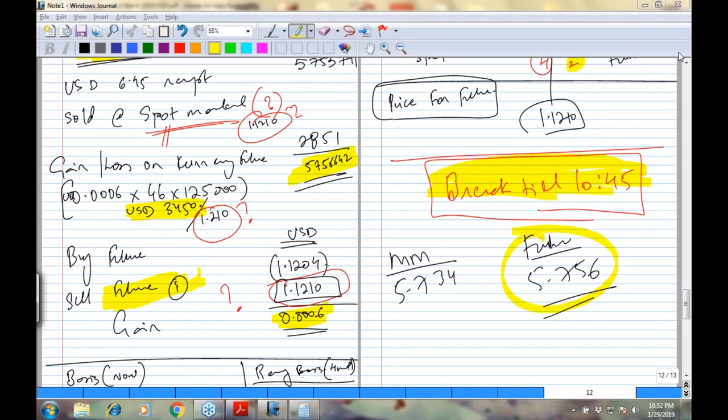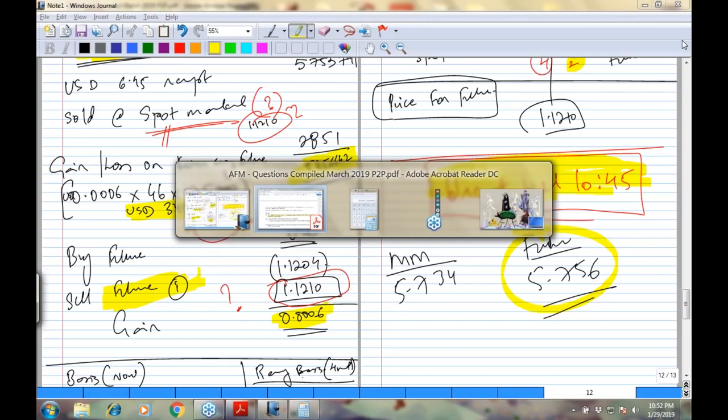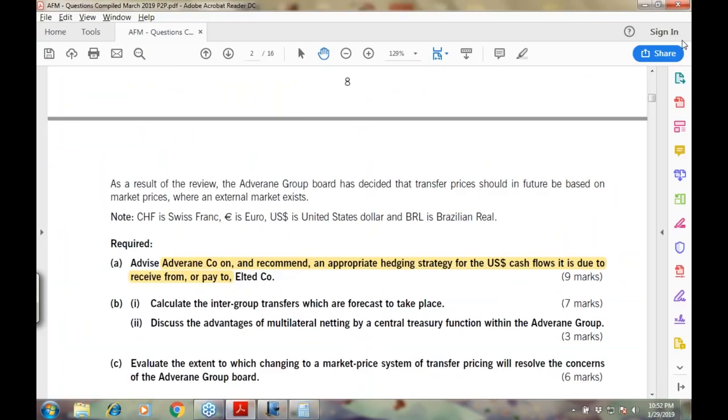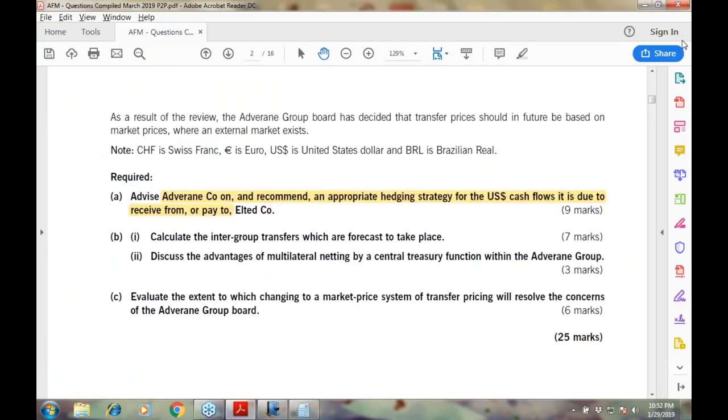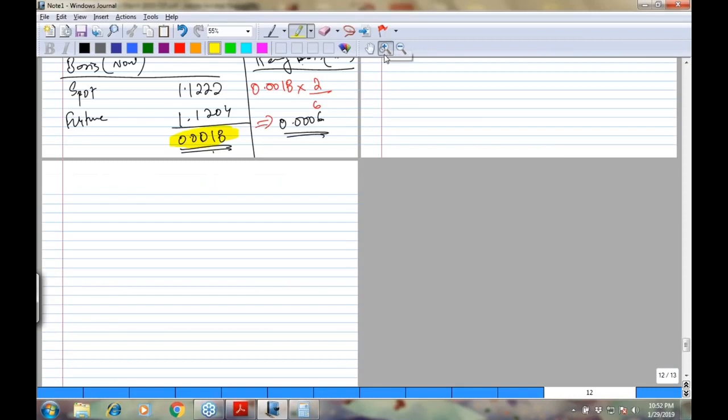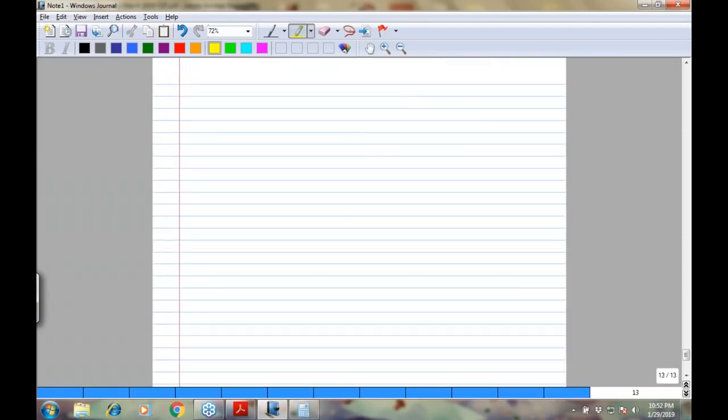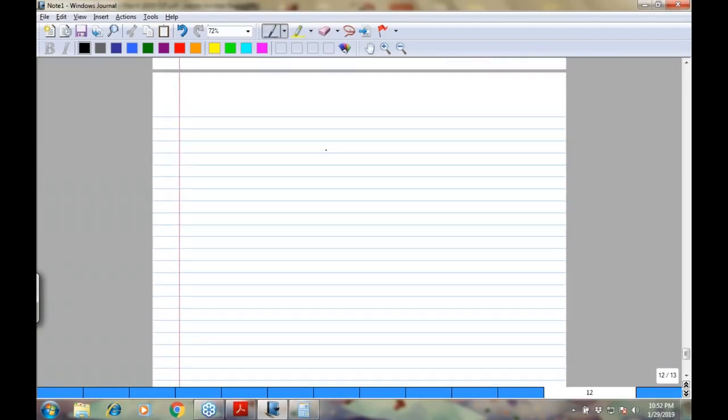Okay, great. Now let's move forward. The next requirement of the question says calculate the intergroup transfers which are forecast to take place and discuss the advantages of multilateral netting by a centralized treasury function within the Adverine group. Now let's discuss multilateral netting. I'm going to give a brief overview about what multilateral netting is all about, and then we shall discuss further.